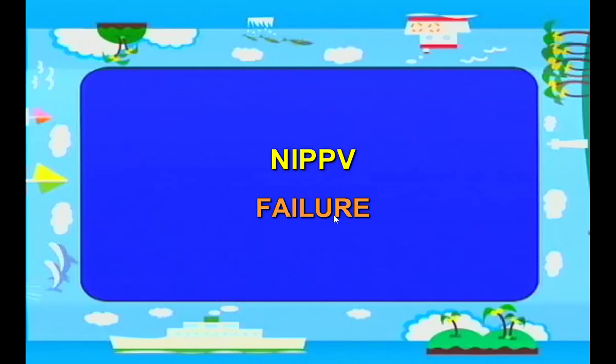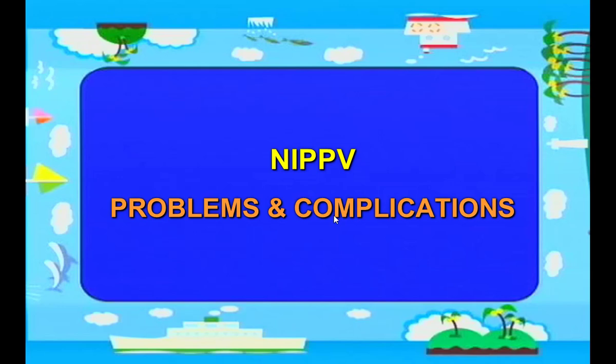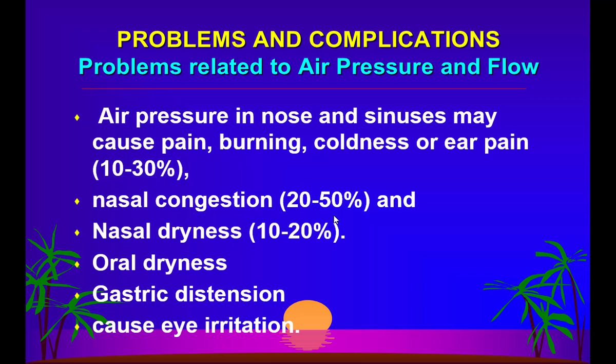That is very important. The failure would be if there is a worsening of the pH, the tachypnea is persisting, there is hemodynamic instability, oxygenation is not adequately maintained, there is decreasing level of consciousness, inability to clear secretions, and inability to tolerate the interface. So these are the signs that it is failing. And once it is failing, your ABG is not satisfactory, please do not drag this patient on non-invasive ventilation. There could be a problem, this could be a disaster. Intubate that patient as early as possible.